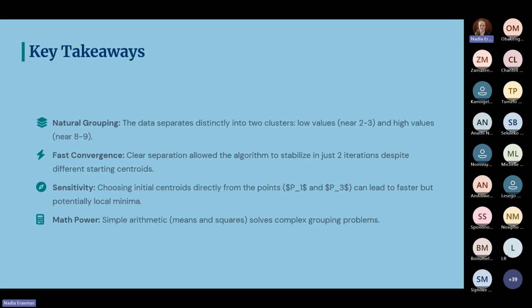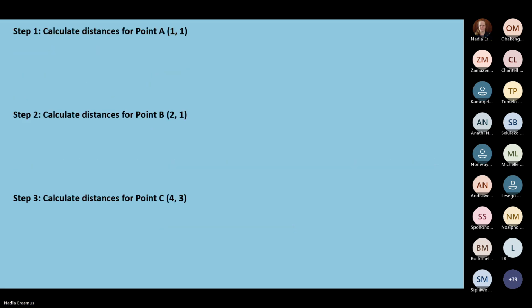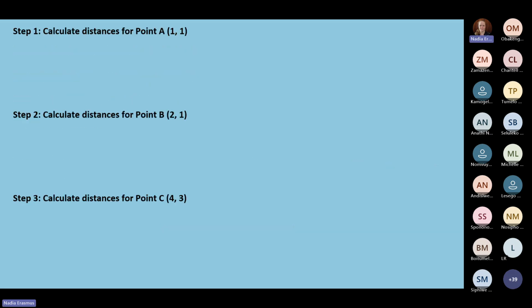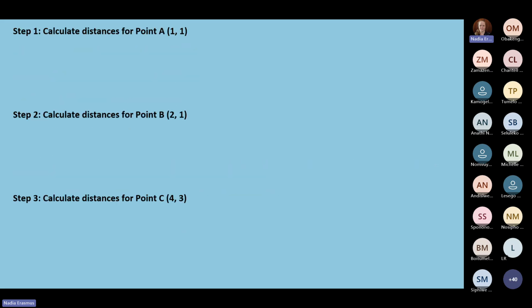So that is going to be your cluster. Yeah, we have done that. Okay, so this is exactly how you do it. You guys are going to get your points, you're going to get your centroids, you're going to calculate your distance, and the calculations were here.